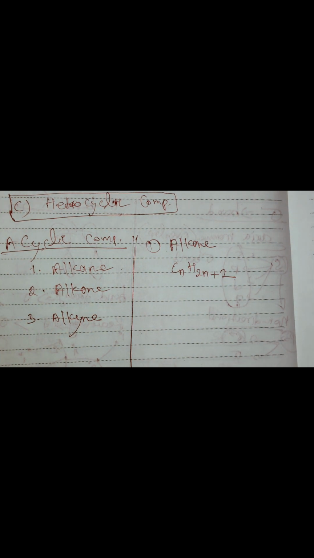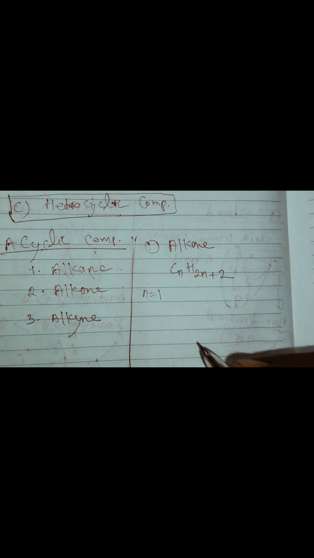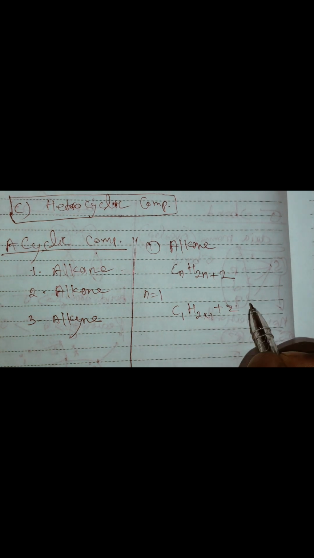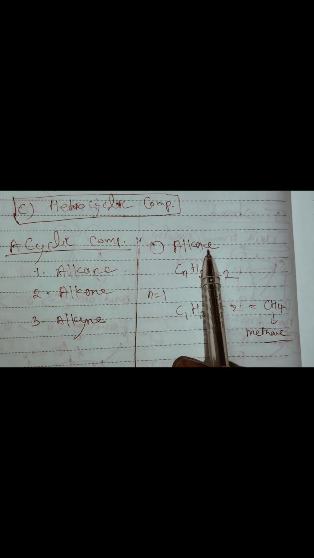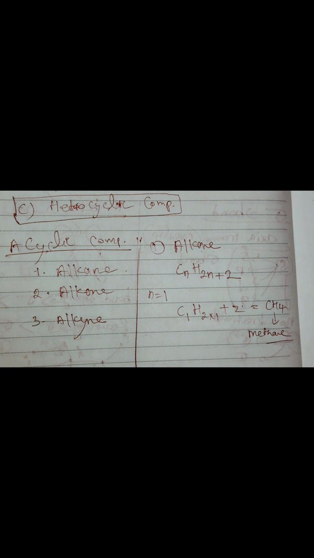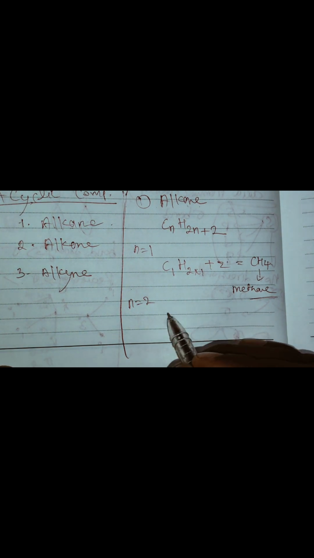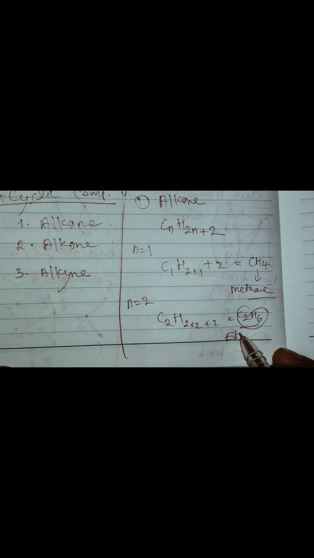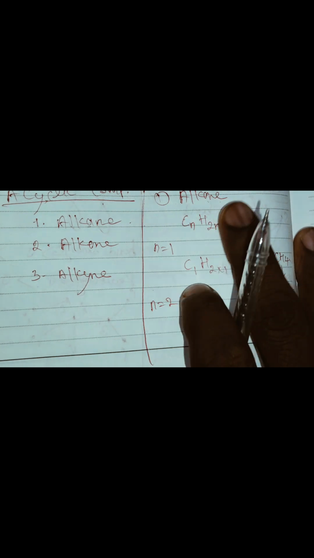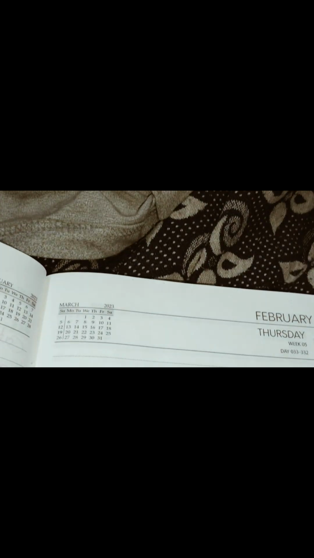If you assume n is equal to 1, we can substitute C1H(2×1+2), so that is equal to CH4. Yes, that is methane. For alkane, the suffix is -ane. Similarly, any hydrocarbon under the alkane category. Then if you assume n is equal to 2, here C2H(2×2+2) is equal to C2H6, that is ethane. So methane, ethane, next propane, butane, like that, it is studied.